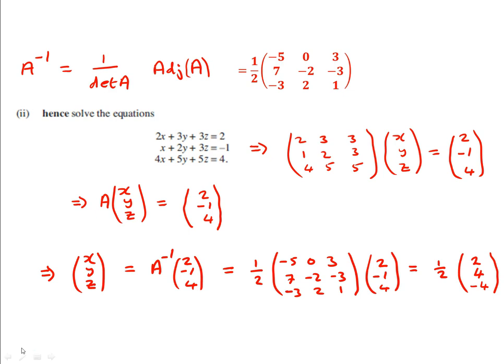But I've still got the half from the determinant part to deal with. So when I multiply through by a half, I get (x, y, z) equals (1, 2, -2). In other words, x equals 1, y equals 2, and z equals minus 2.